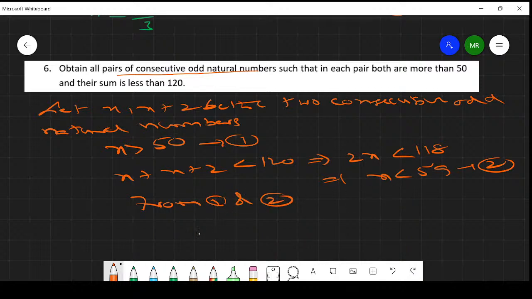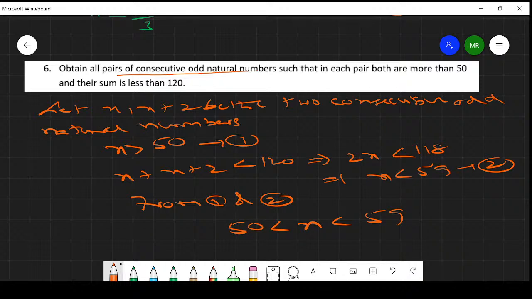From 1 into, if we take here, x is more than 50, less than 59, so I can write between 50 less than x less than 59, correct? I can combine this: 50 less than x less than 59.